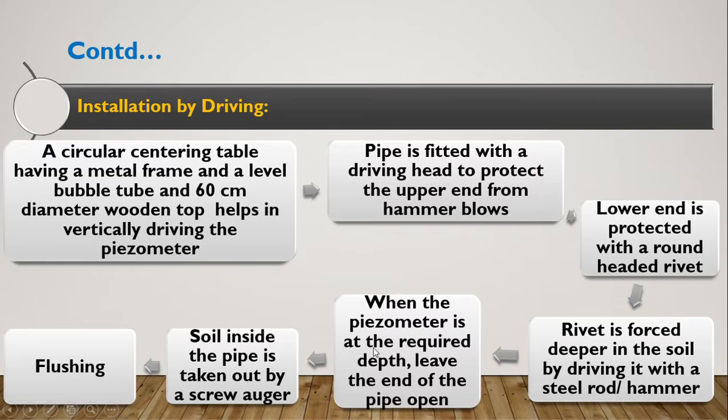When the piezometer is at the required depth, leave the end of the pipe open. Soil inside the pipe is taken out by a screw auger. An auger is used for removing the soil inside the pipe. After removing all the soil, we will flush it. We will flush the tube.